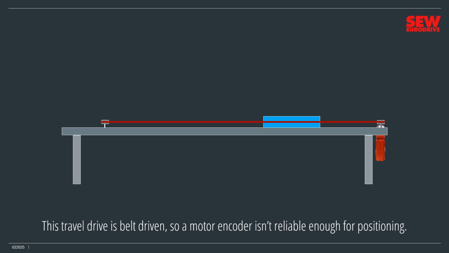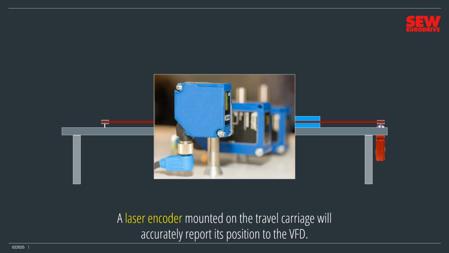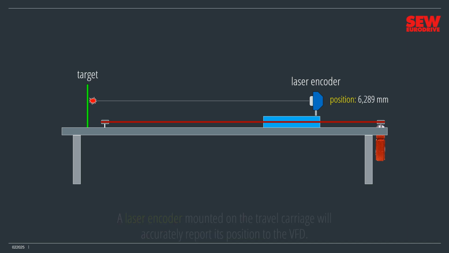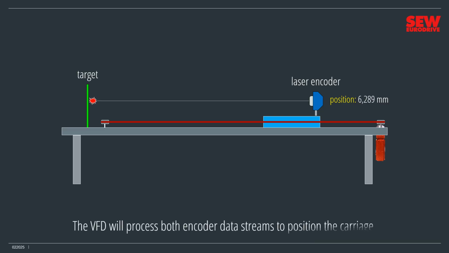To fix the problem, we add a second encoder. A laser encoder mounted on the travel carriage will accurately report its position to the VFD. Since the encoder is on the carriage, belt slip won't affect its accuracy. Laser encoders continually shoot a laser beam at a target and time the reflection. Using this information, they compute their position relative to the target. Some models can detect positions down to a fraction of a millimeter. In this kind of application, the motor will also have an encoder for speed control, while the laser encoder provides the positioning data. The VFD will process both encoder data streams to position the carriage.